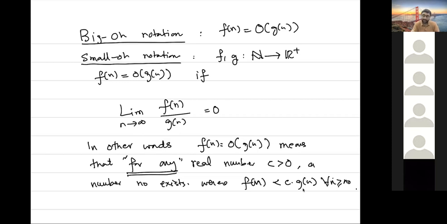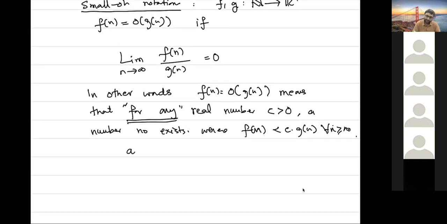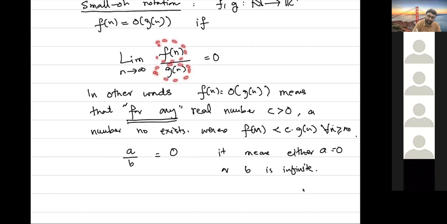There is an analytical understanding behind this limit. You remember that if I have a number a and a number b, and I say that a divided by b is equal to zero, what does it mean? It means either a is zero or b is infinite. Right? This is exactly what we say. Whenever we have a small o notation, it means that function f of n grows much slower than the function g of n. So g of n grows much faster than f of n.